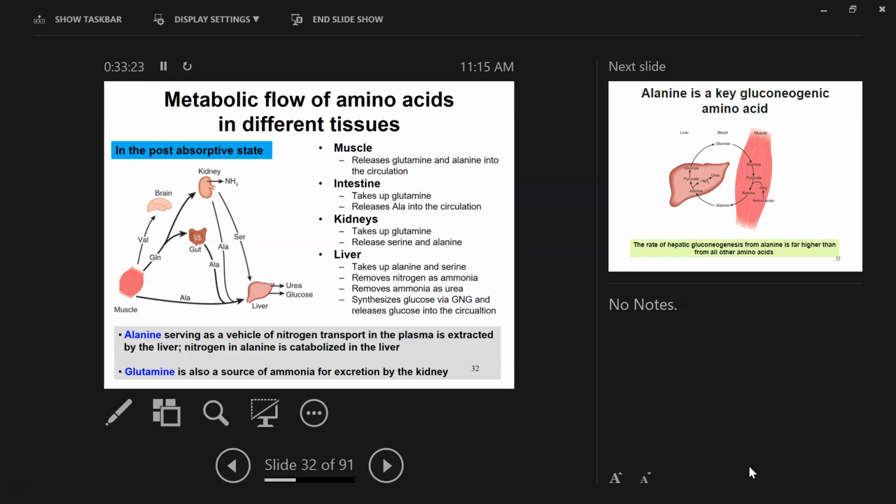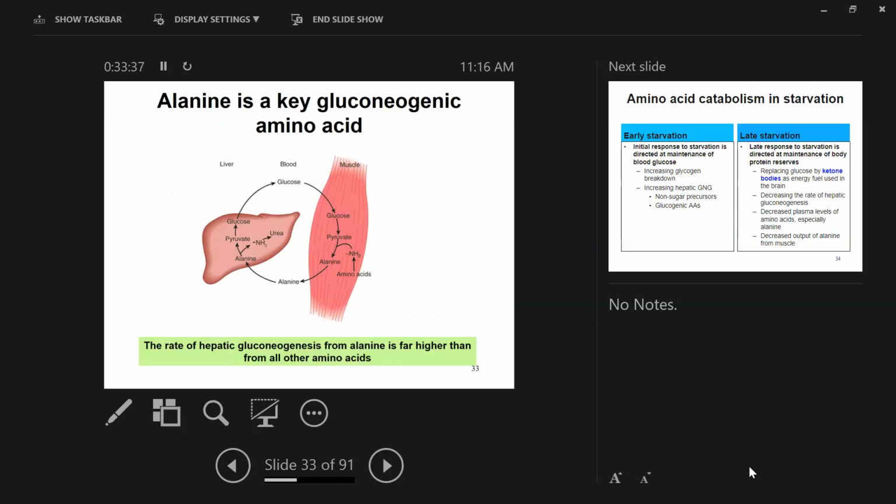Right. So, any questions? You are probably pretty familiar with this diagram, right? The alanine cycle is the gluconeogenic cycle, the gluconeogenesis pathway. So alanine is a precursor of gluconeogenesis and is mostly released from the muscle.